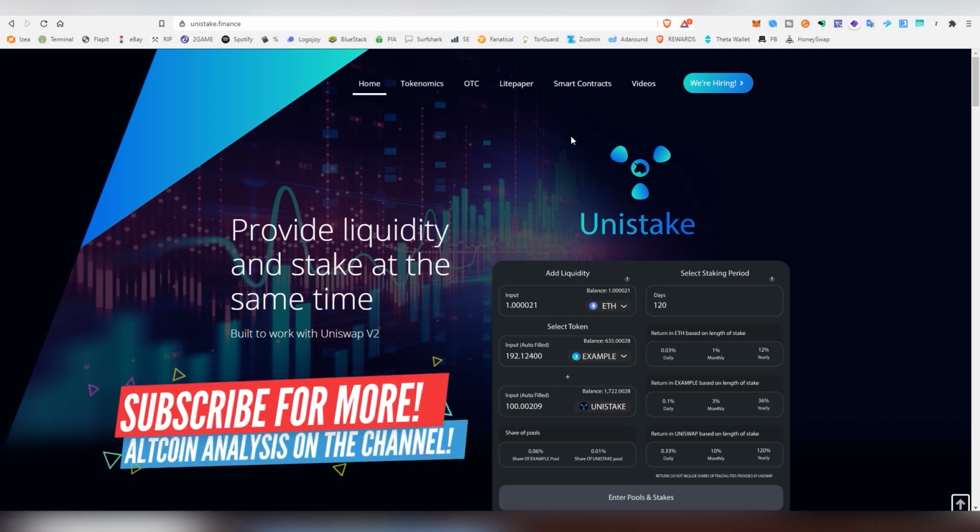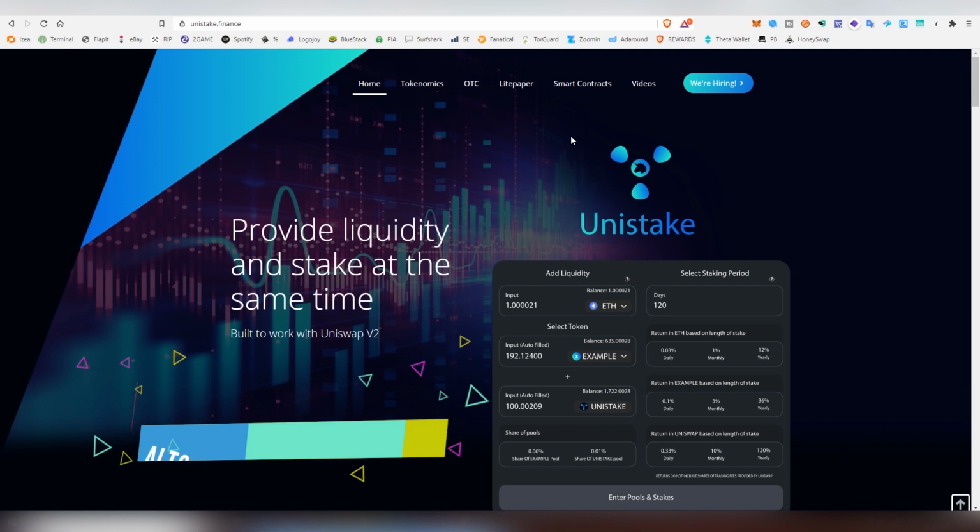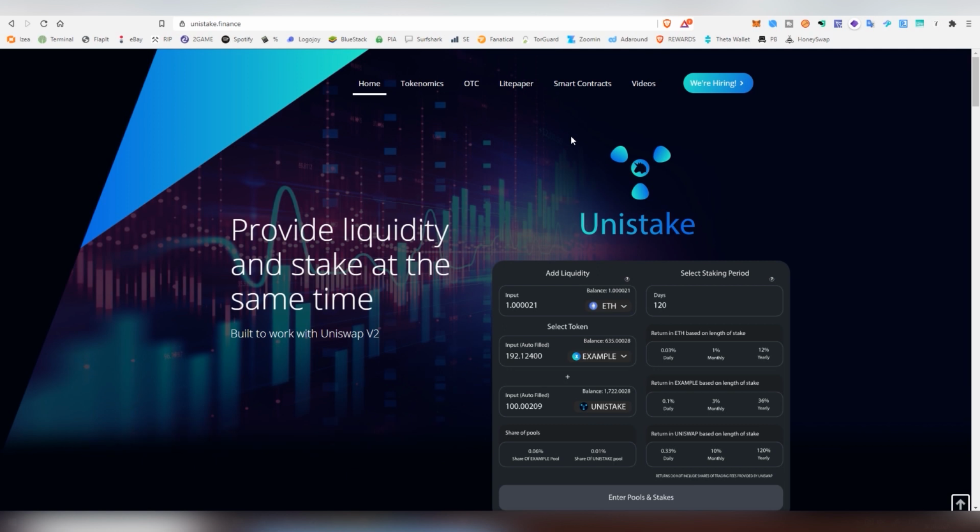And it also needs to be said that there's been an audit done for their first smart contract. They actually have a couple of ones in the making. The next one is coming out soon, according to the developers.